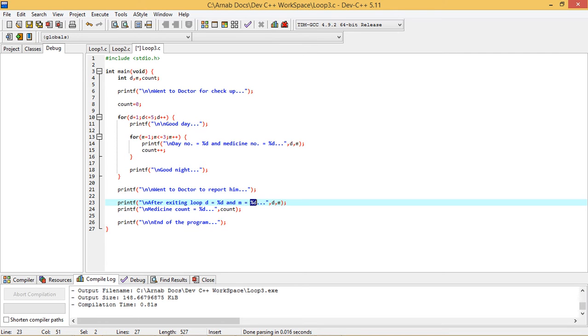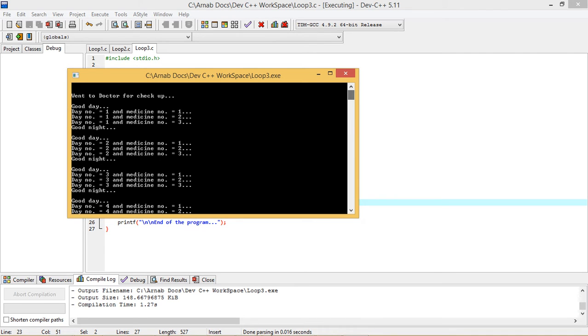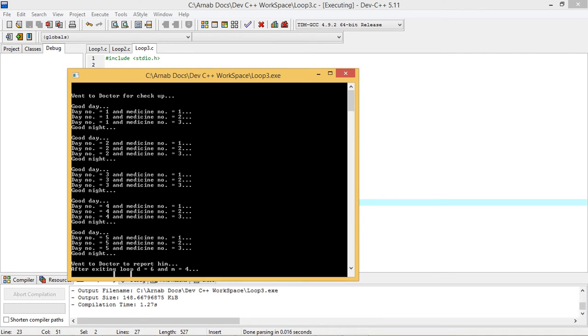Similarly for M also, I can predict M was ranging from 1 to 3. So that means after exiting this for loop, this value of M should be 4. So let me do the cross check after execution of this code. So I'm going for the execution now. Compile and run. So this is my output. I want to bring the full output on the output window.